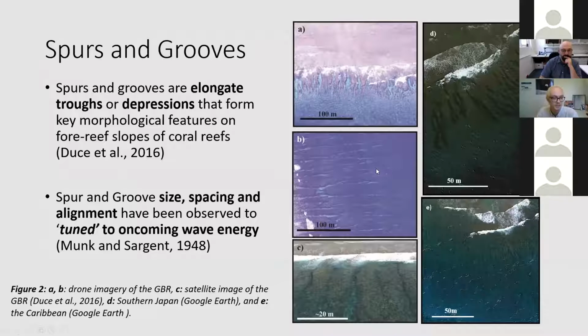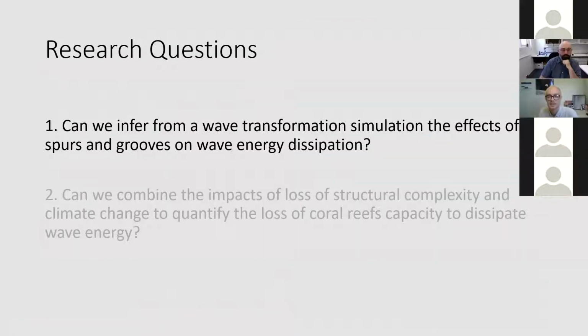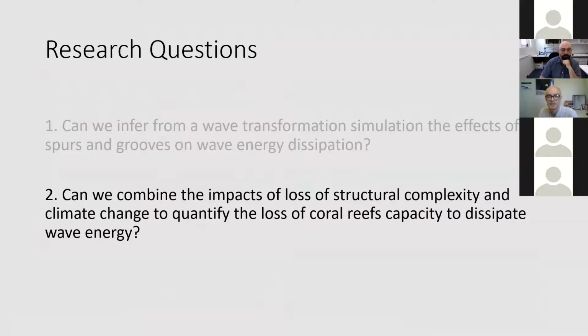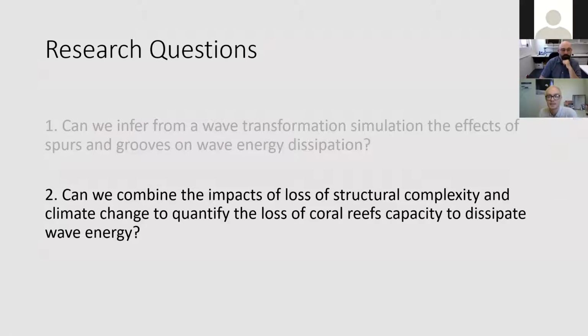So that leaves us with two research questions. Can we infer from a wave transformation simulation the effects of spurs and grooves on wave energy dissipation? And secondly, can we combine the impacts of loss of structural complexity and climate change to quantify the loss of coral reefs' capacity to dissipate wave energy? So how is this going to change in the future under climate change? So I'll step through from here the methods.